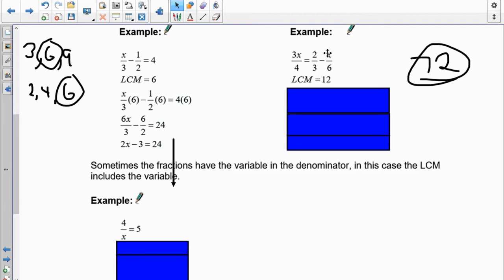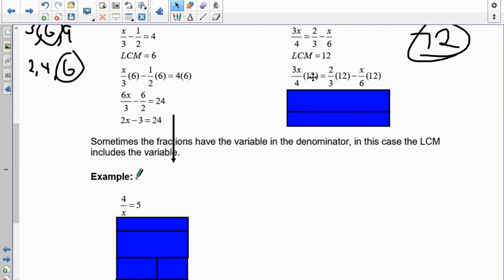Okay? Now, that gives me this: 3x over 4 times 12, 2 over 3 times 12, x over 6 times 12. The critical mistake that happens here is people don't multiply everything by 12. They skip something out. Okay, 3 times 12 is 36, so that's 36 over 4. 2 times 12 is 24 over 3. 12 times 1 is 12 over 6.